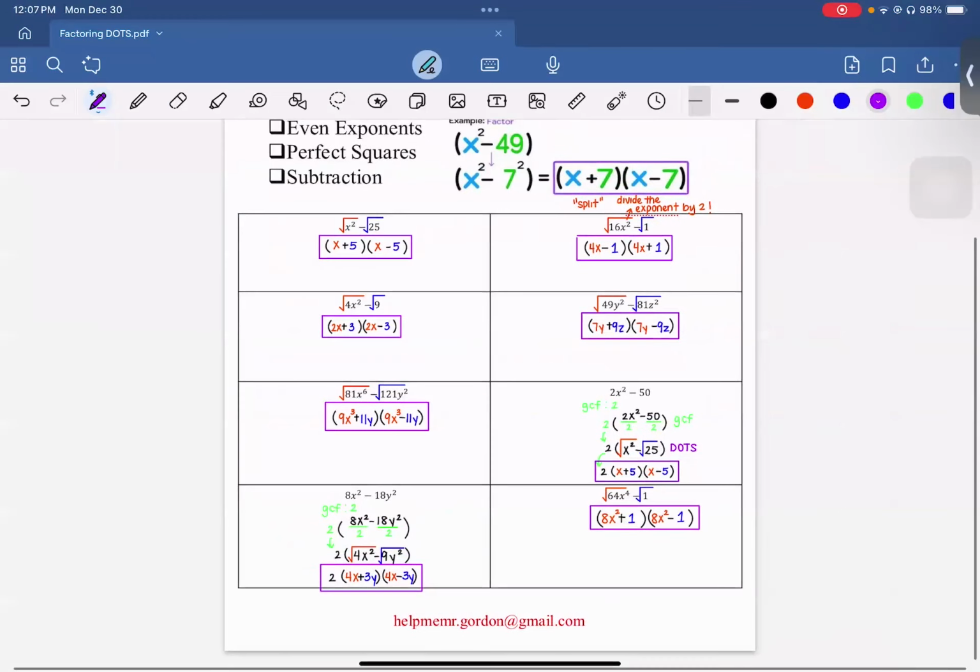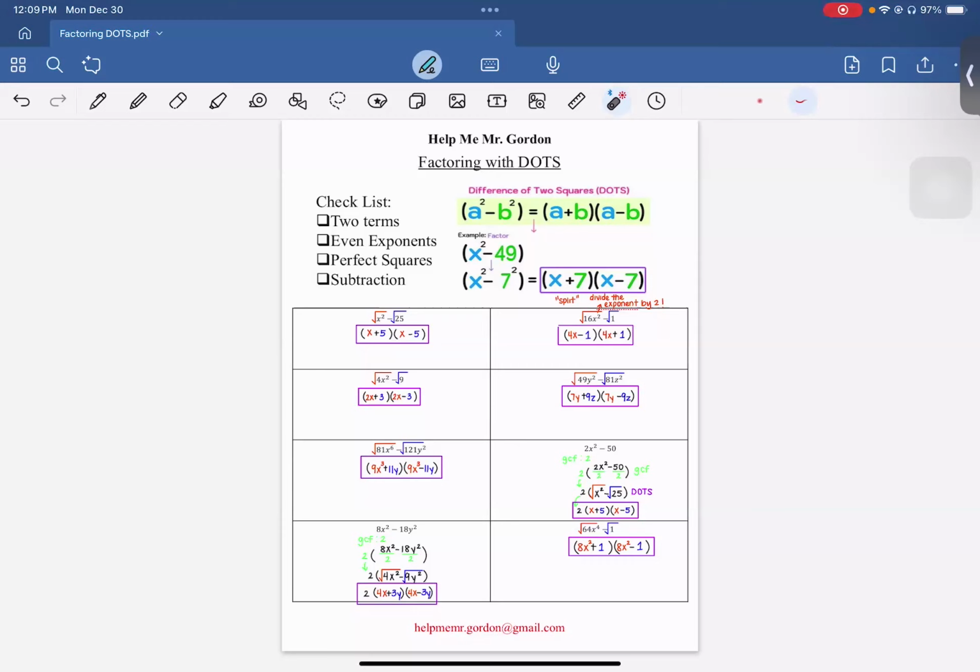So there we have it. We factored with dots. If you have any other questions with factoring with dots or factoring with GCF, please let me know in the comments below.